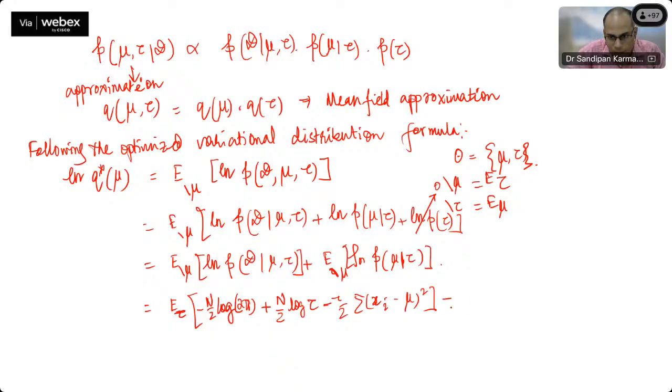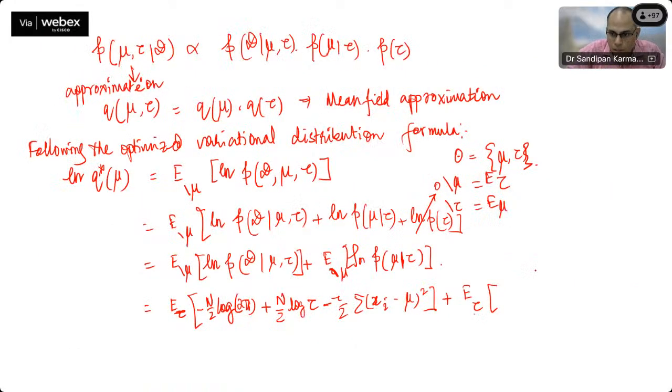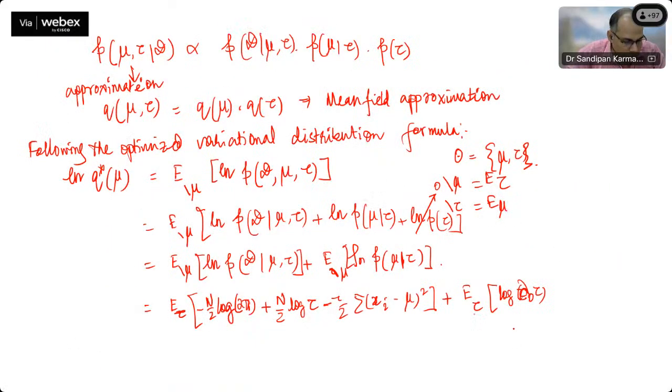Okay, and then plus the expected value with respect to tau. So now this is coming as log of lambda naught tau, then lambda naught tau by 2, then it is minus lambda naught tau by 2 times (mu minus mu naught) whole square.